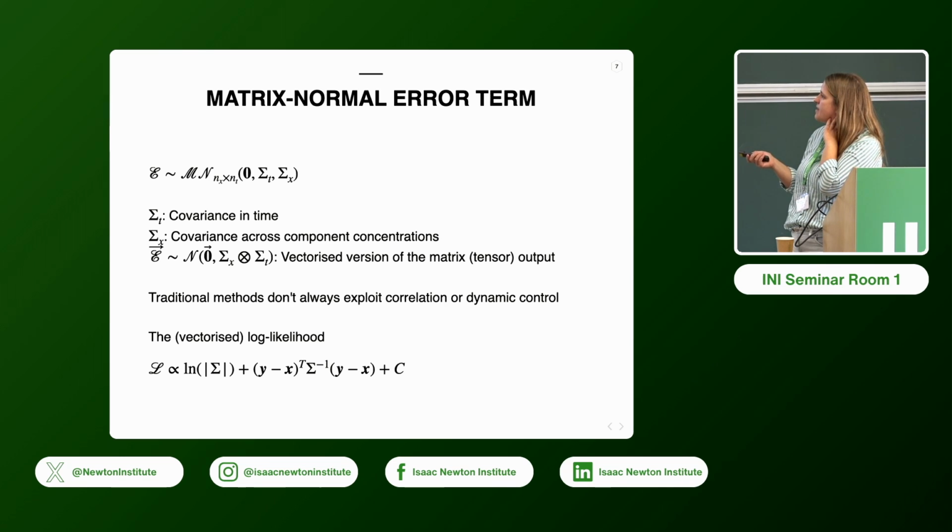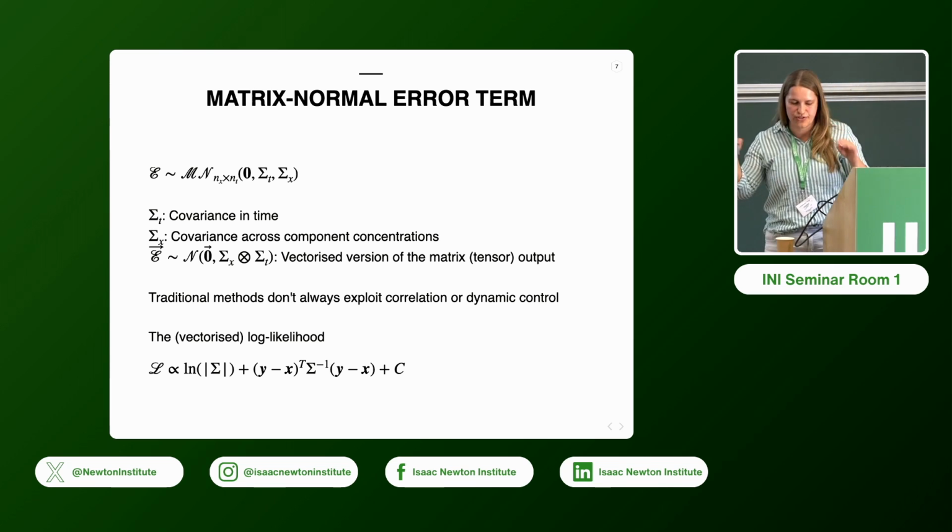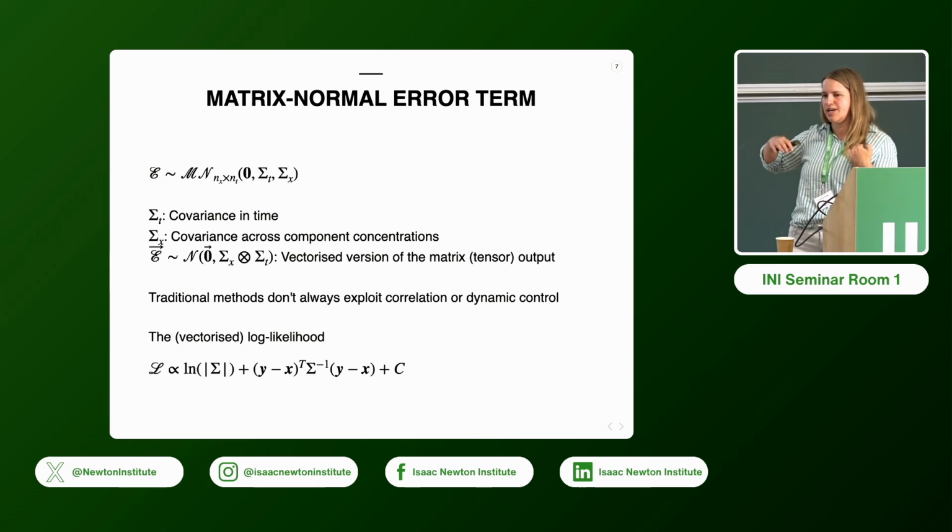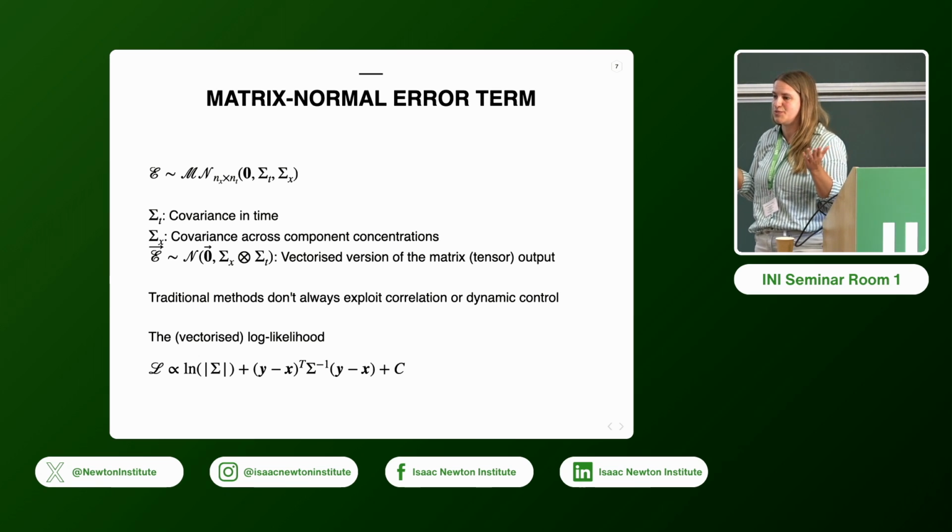and then the vectorized log likelihood would be proportional to this, but we're actually just interested in this bit in the middle, because if we need to take sensitivities to the parameters, this is the only term that actually depends on those parameters we're interested in. And I guess the methods that they're usually using currently don't really exploit correlations or dynamic control. Dynamic control is when you can dynamically change temperature in the lab, in case that does better than just running the experiment under one temperature.